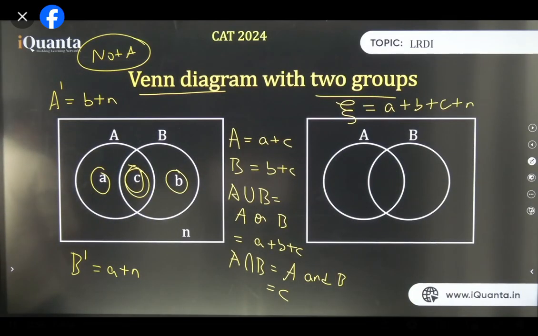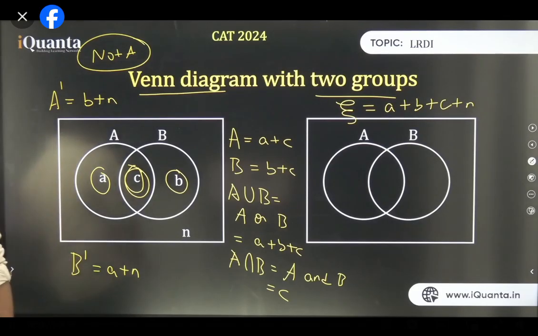Elaine Rose, N is the people who are not in either of the sets. Either of the sets. Alright? People who are not in either of the sets. Now they are not in A and not in B, they are nowhere. Clear to everyone?